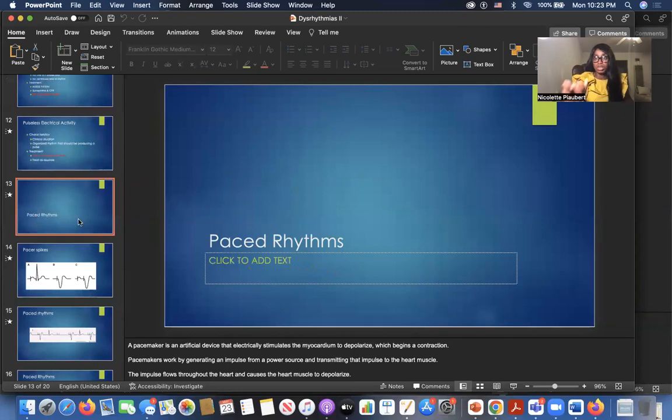So paced rhythm means the person's heart is not pumping properly. Atria might not be contracting. Ventricles might not be contracting. And so what we need to do is put in a machine, the pacemaker, that's going to send the pulse and do the job of the SA node and the AV node. So if the signal is hitting where the SA node was, we know it is pacing the atrium. If it's going to where the AV node was, we know it's pacing the ventricles, right?